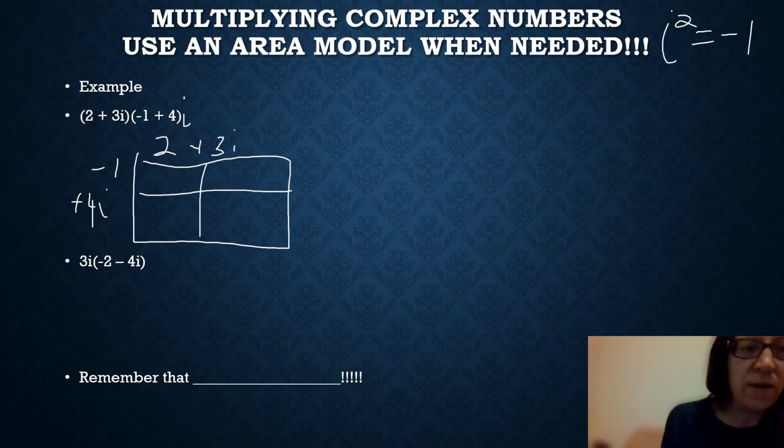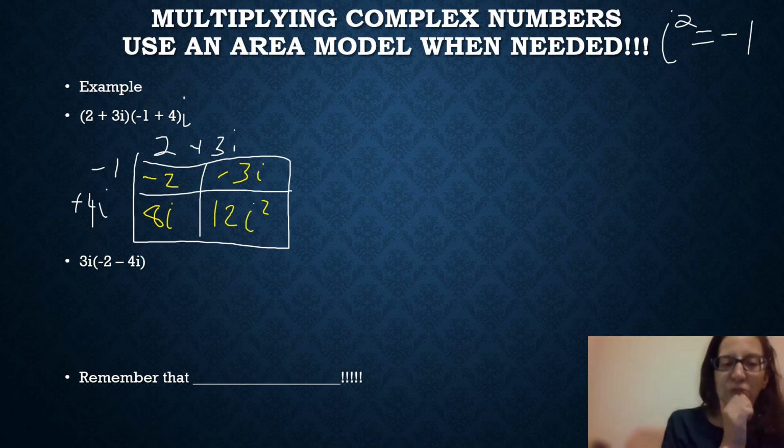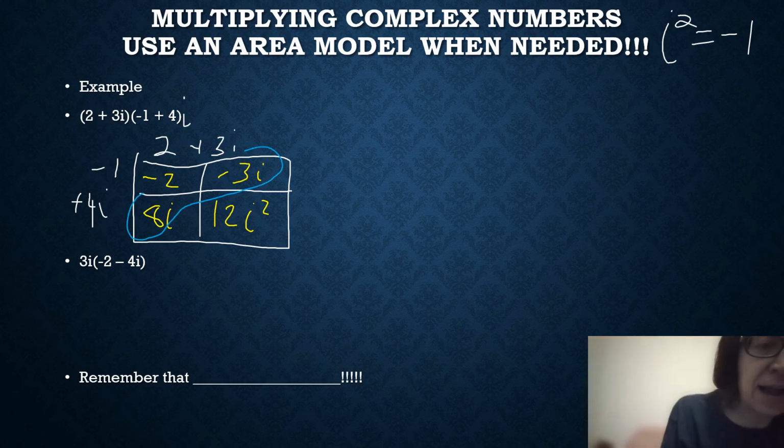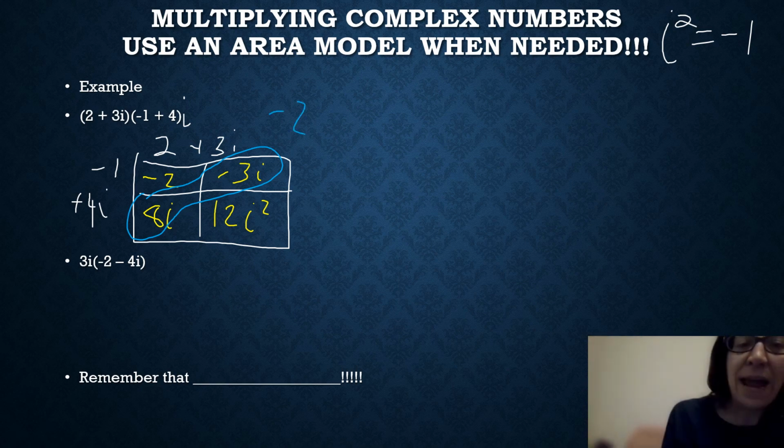Okay. So negative 1 times 2 is negative 2. 2 times 4i is 8i. 3i times negative 1 is negative 3i. And then 3i times 4i is 12i squared. Okay, so just like with anything else, you're going to combine your like terms. And so we're going to have 8i minus 3i. So my answer is going to be negative 2. 8i minus 3i is 5i. And here's where it gets slick.